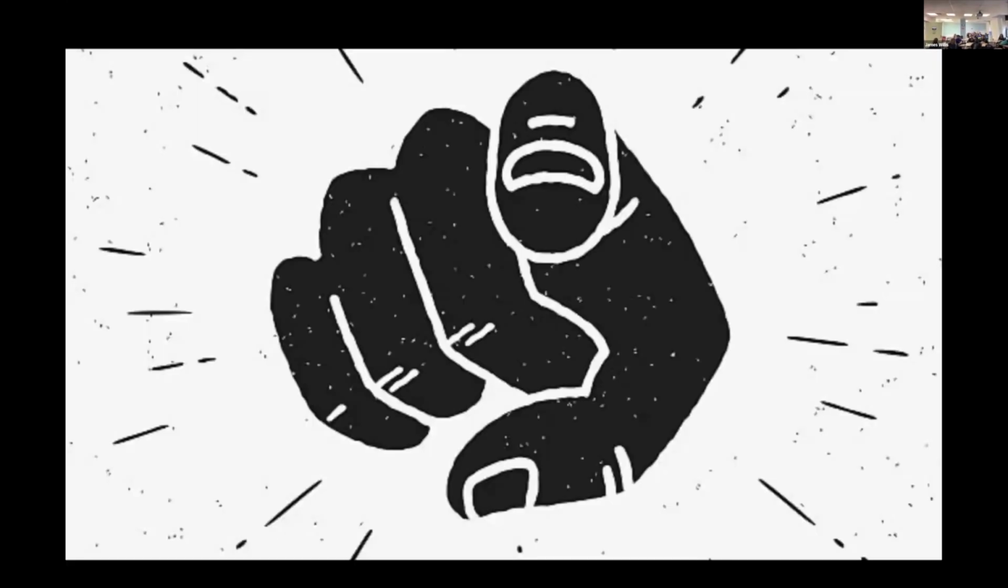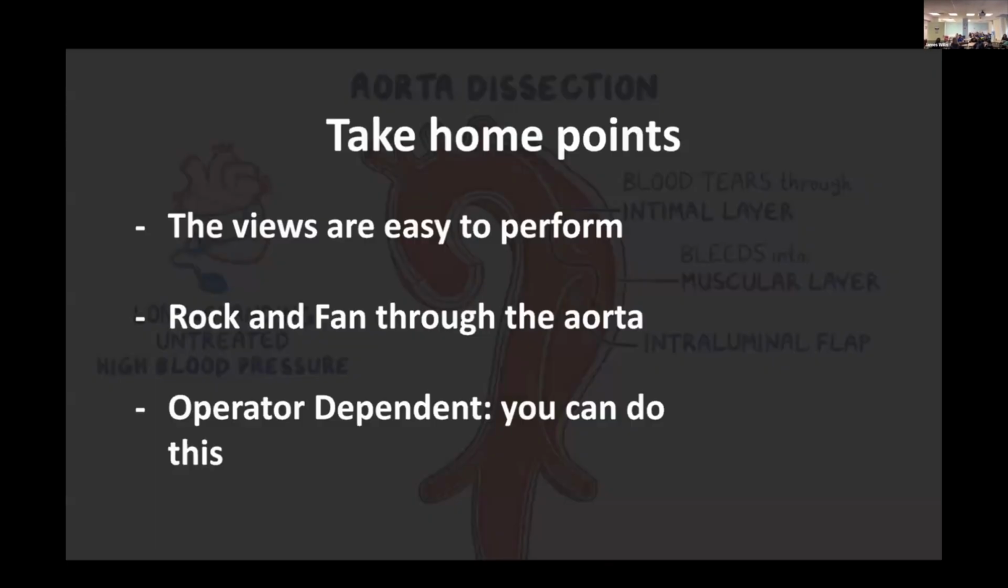All right, so this leads into the final point. Ultrasound is operator dependent, meaning that the difference between what I can do and what you can do is different. But that's also the exciting part, because this really means that with deliberate practice, with incorporating the things that you're doing, you can actually be the person to diagnose dissection early, start treatment early, maybe even save a life. All right, so the take-home points.